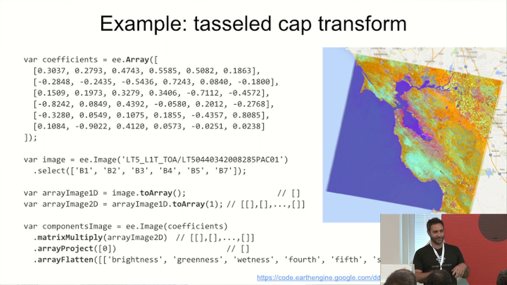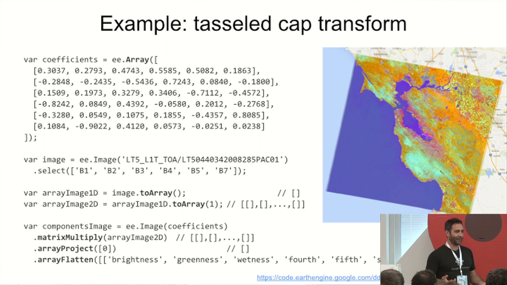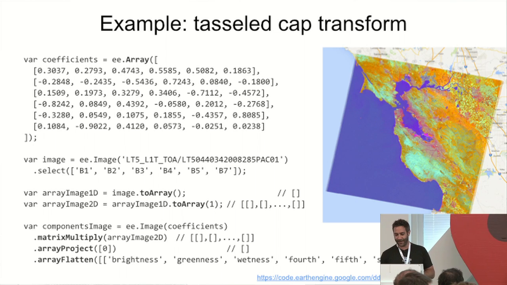And if you want to do this for Landsat 8, you've got to search for Landsat 8. There's probably a Sentinel-2 one by this point, I'd imagine. But that's where these coefficients come from. I just copied them out of a paper, and I pasted them straight into the code editor as this giant array.